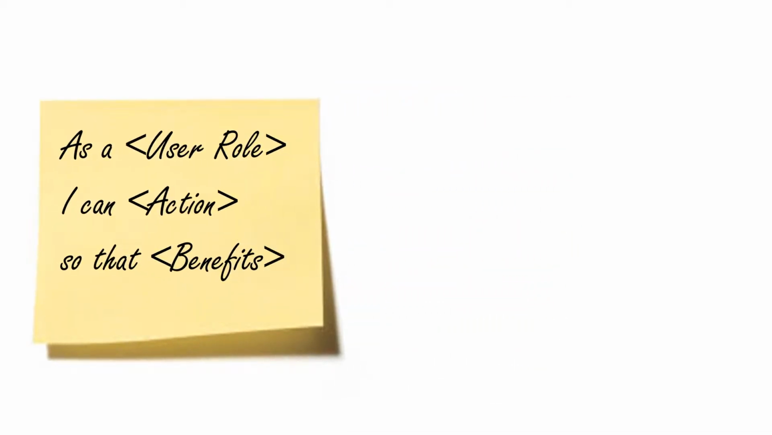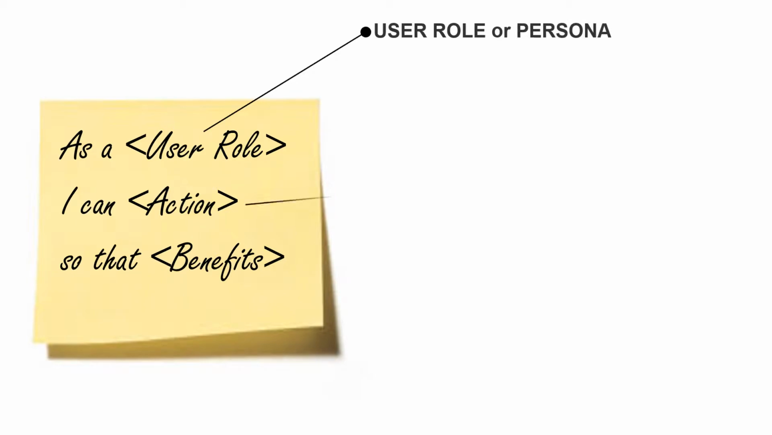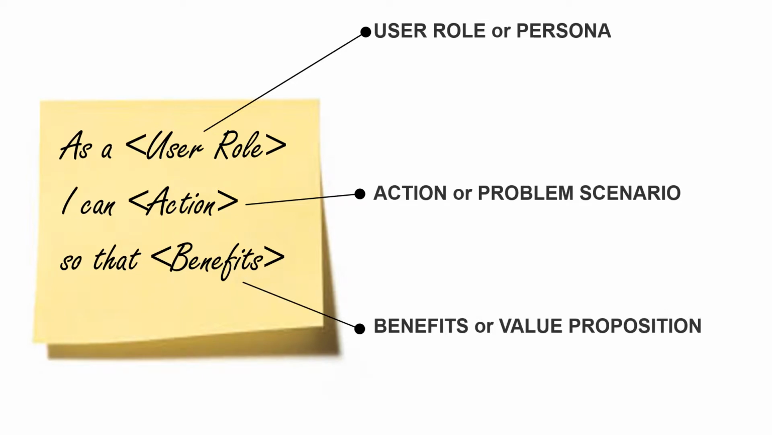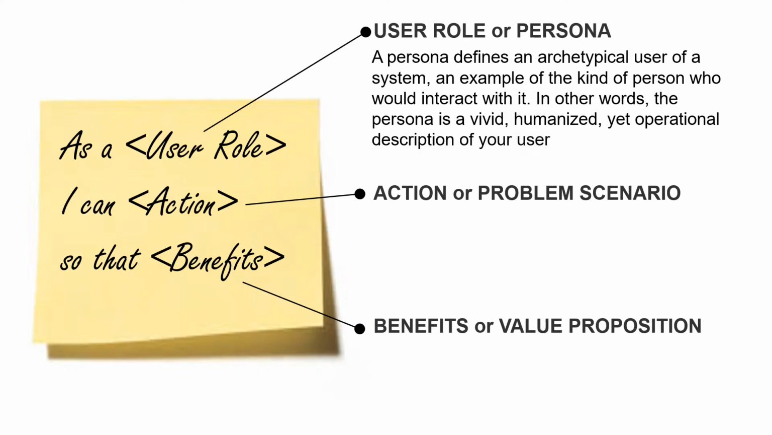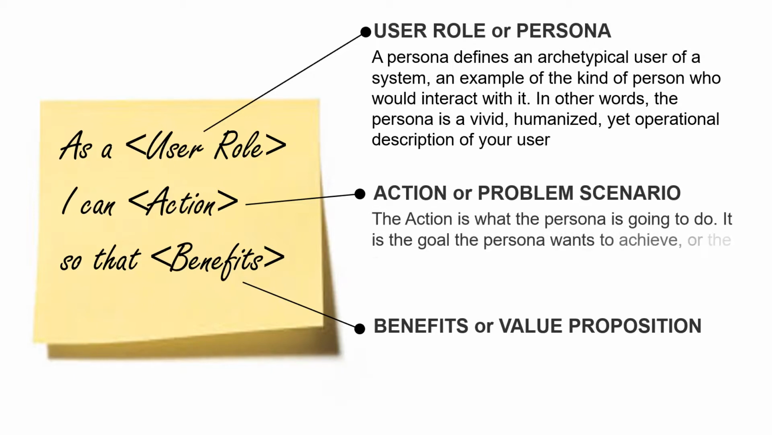A user story should always contain three elements: the type of user role or persona, the action or problem scenario, and the benefits or value scenario. A persona defines an archetypical user of a system, an example of the kind of person who would interact with it. In other words, the persona is a vivid, humanized, yet operational description of your user. The idea is that if you want to design effective software, then it needs to be designed for a specific person. The action is what the persona is going to do.